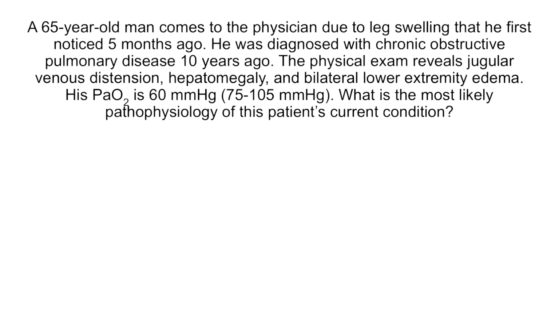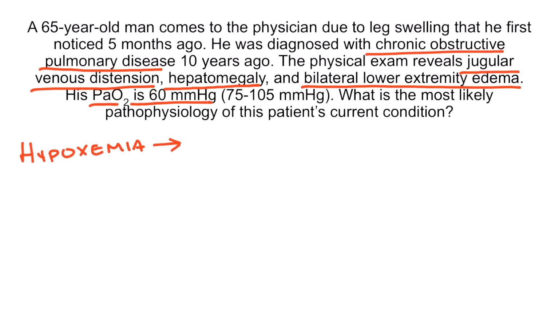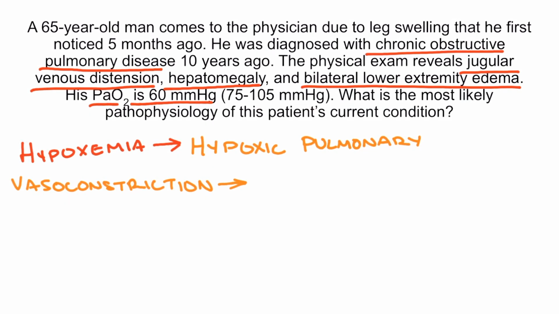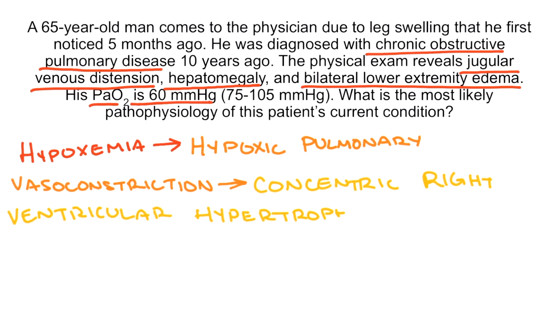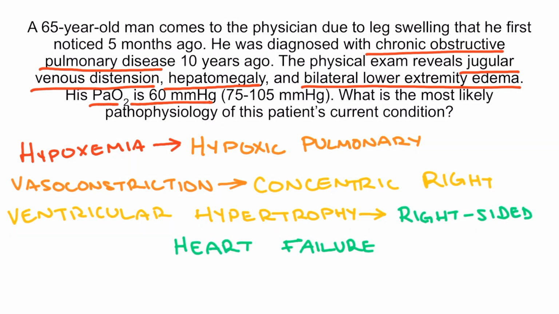This patient with a long history of chronic obstructive pulmonary disease presents with signs of right-sided heart failure, namely jugular venous distension, hepatomegaly, and bilateral lower extremity edema. Therefore, his current condition is consistent with cor pulmonale. His arterial partial pressure of oxygen is low at 60. As we explained on one of the previous slides, hypoxemia causes hypoxic pulmonary vasoconstriction, increasing the right ventricular afterload. Increased right ventricular afterload causes concentric right ventricular hypertrophy, which then results in right-sided heart failure. This is the pathophysiology of cor pulmonale.